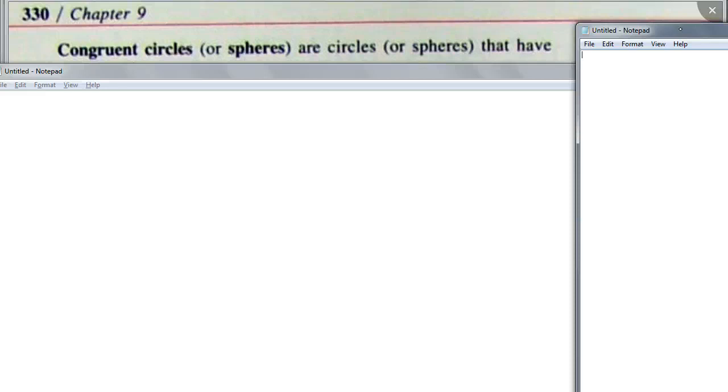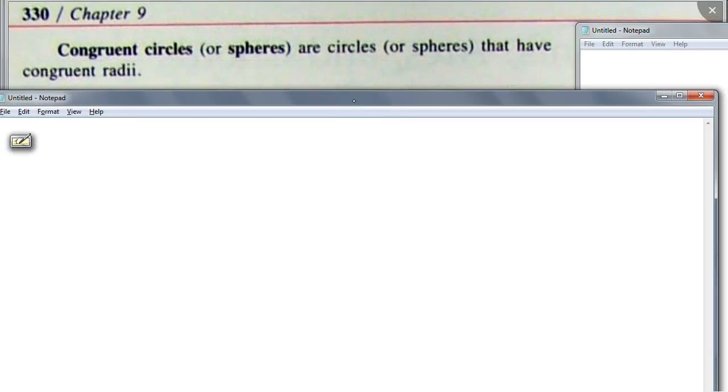So what is that called? If two circles are congruent, guess what? They must have the same radius. This is exactly right. Okay. So for congruent circles or congruent spheres, they have congruent radii. Does that make sense? Right, guys?